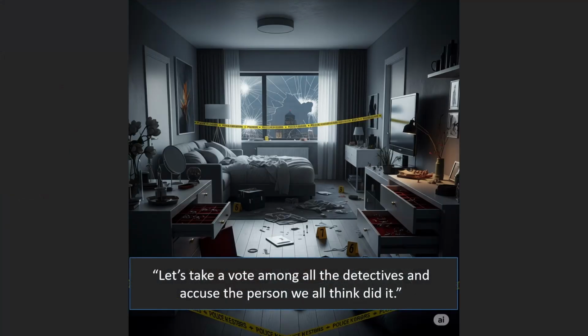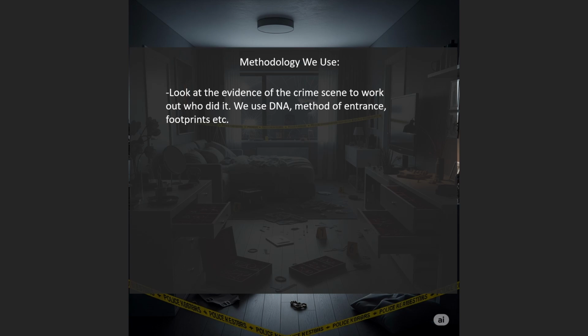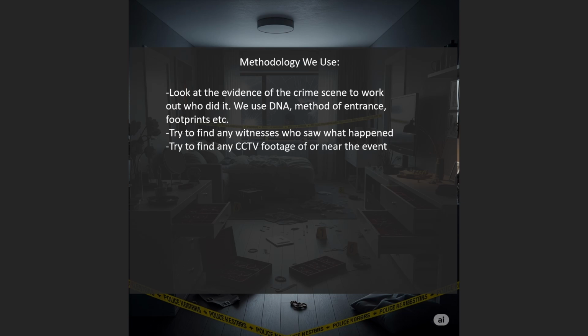Next, how about this? Let's take a vote among all the detectives and accuse the person we all think did it. This is an argument from majority. So whatever the majority says must be true. Again, this is irrelevant to reason and evidence. So the methodology we actually use tries to minimize error and increase fairness. We look at the evidence of the crime scene to work out who did it. We use DNA, methods of entrance, footprints, broken glass. We try to find any witnesses who saw what happened. We try to find any CCTV footage of or near the event.